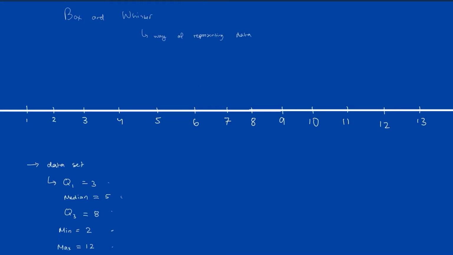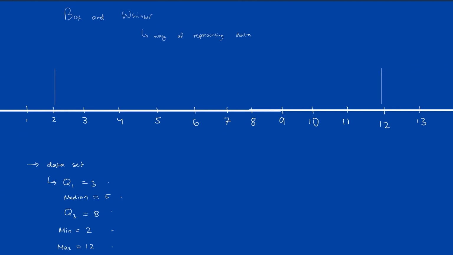Minimum and maximum values. So if your minimum is 2, you place a vertical line on 2 on the number line. So this is just a number line. You can just place a vertical line at 2. And for your maximum value, you can place another vertical line, around the same length as the first line that you drew.